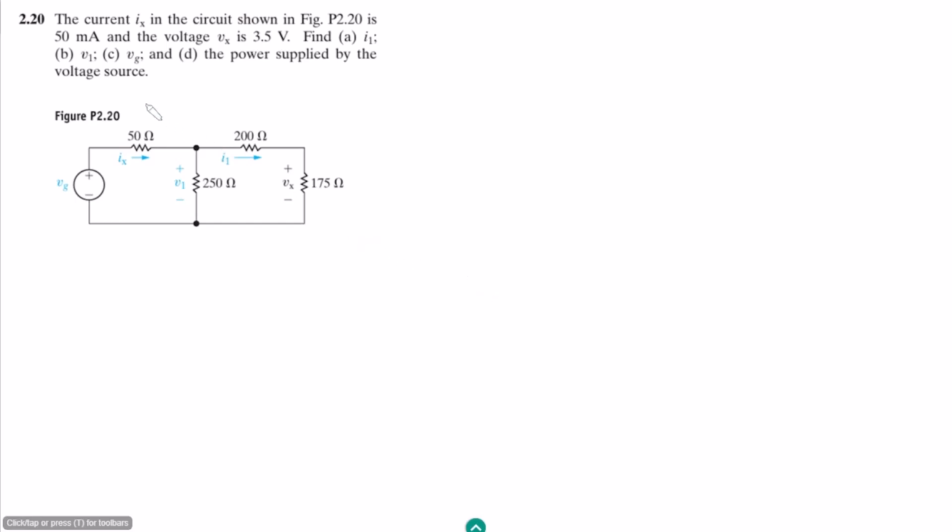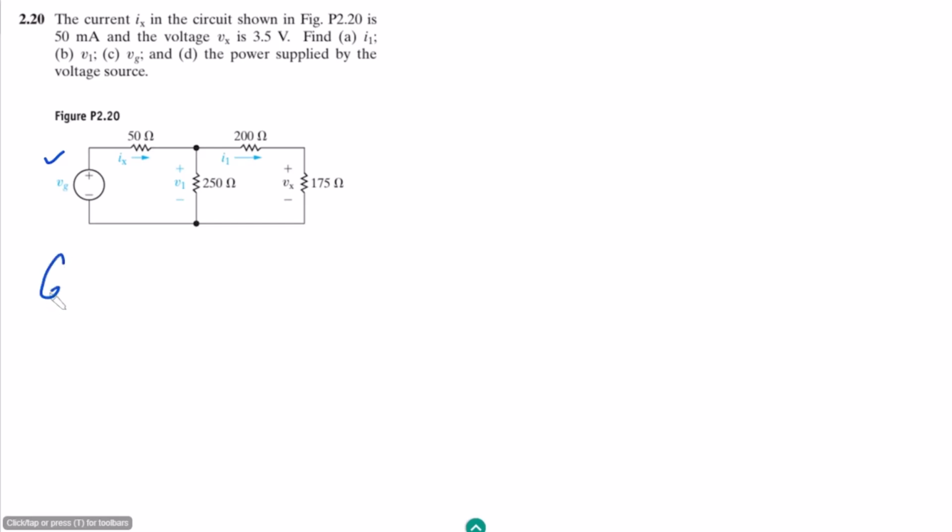Welcome back, guys. So this is question 2.20 of our book by Nilsson, and the title of the book is Electric Circuits. The statement of the question is: the current Ix in the circuit shown in figure P2.20, this is the figure, is 50 milliamps.